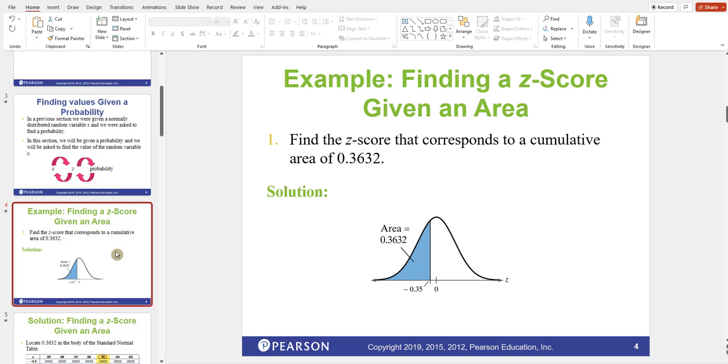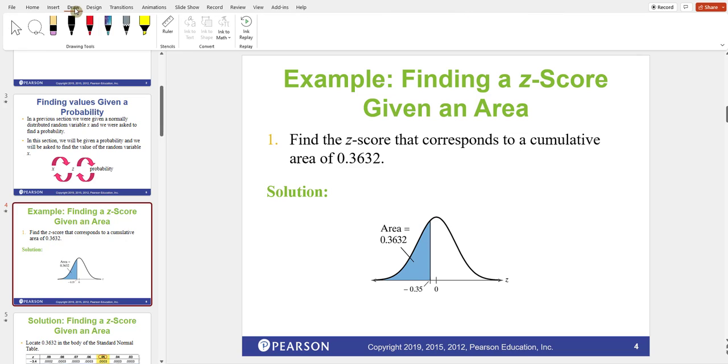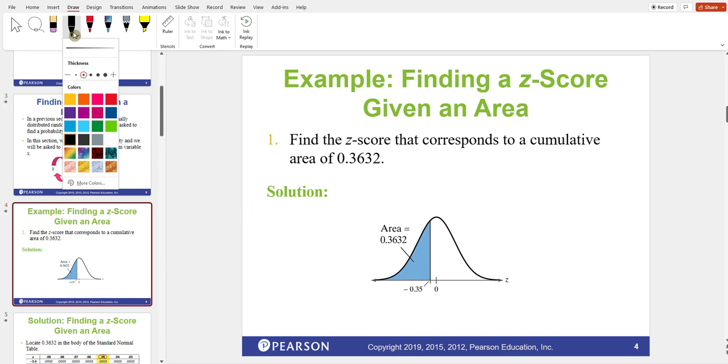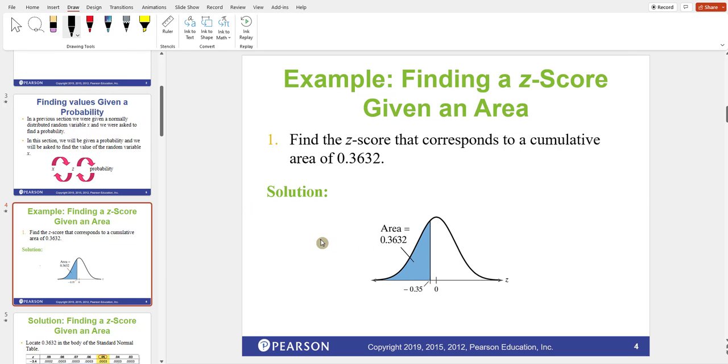So in this particular problem, it tells us to find the z-score that corresponds to a cumulative area of 0.3632. So I already have the answer up here. So I'm going to show you how to do this using the z-table. This is the answer here.